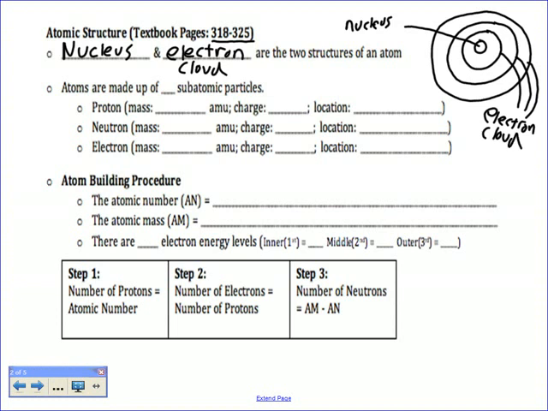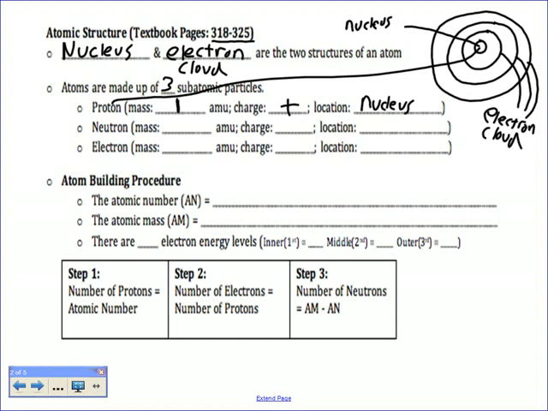And then atoms are made up of three subatomic particles. The proton, which has a mass of 1 AMU, which stands for atomic mass unit. It makes it easier so we don't have to memorize the exact weight of a proton. It has a positive charge, and its location is in the nucleus. So protons, you could draw a line, are located in the nucleus.